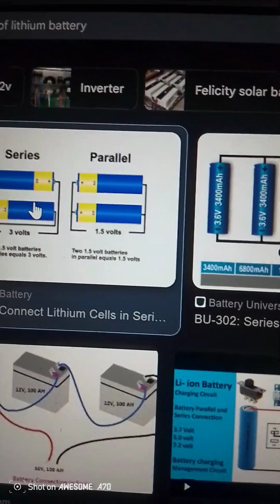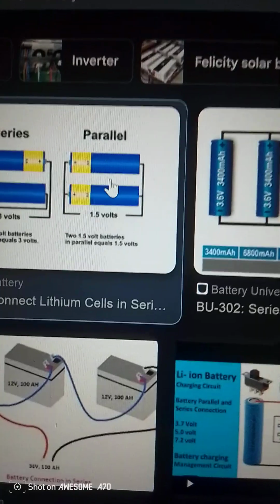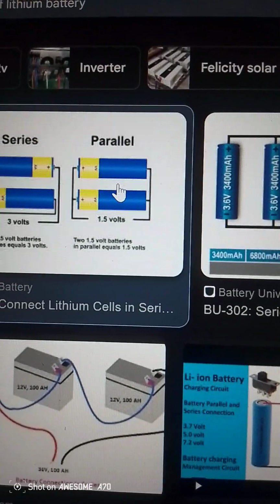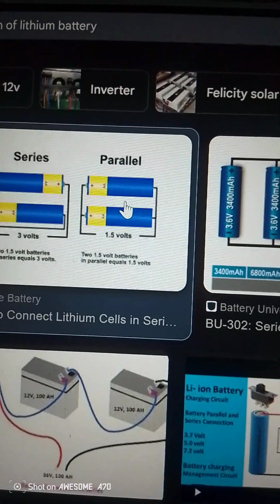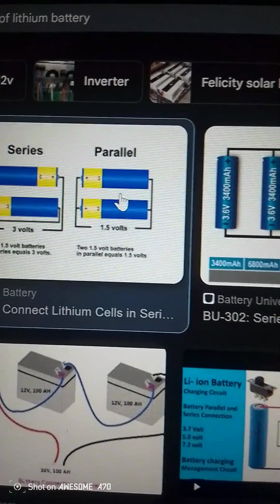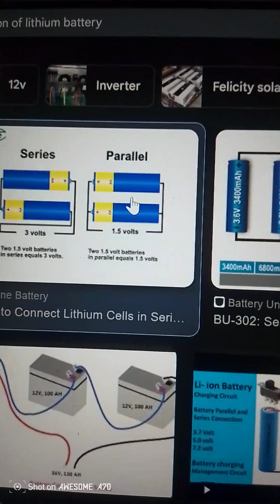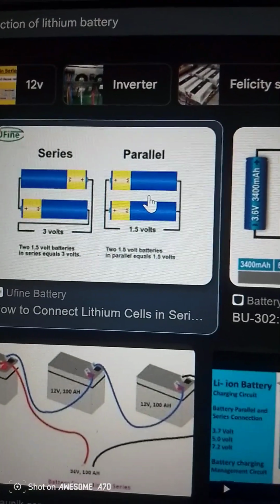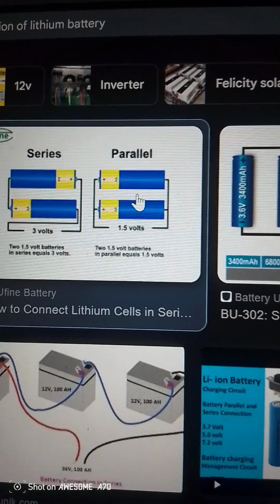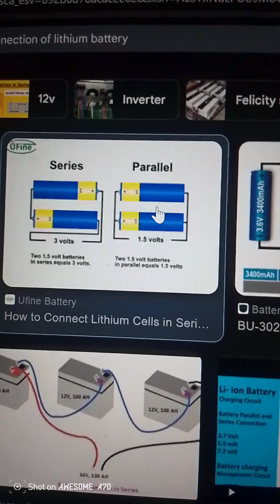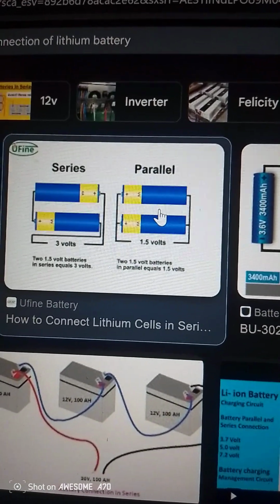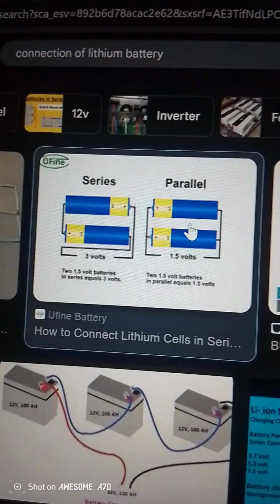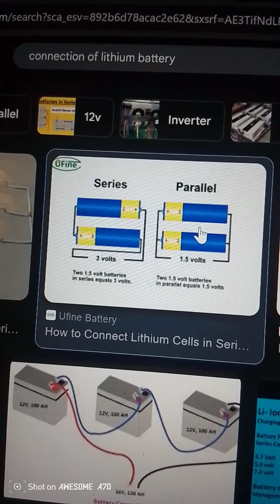And in parallel, what do we do? Positive to positive, negative to negative, leaving us with no terminal open, right? Then we have to tap any of the two terminals. Thereby, we maintain the volts and raise the amps. Thank you. After this connection, there's another thing that we need to look into.